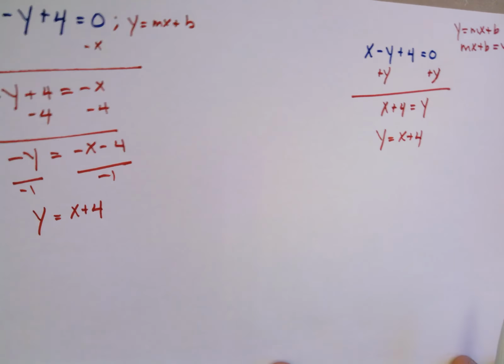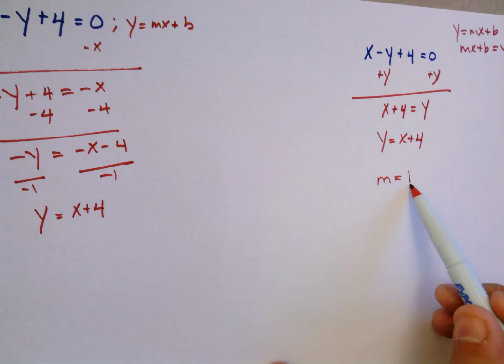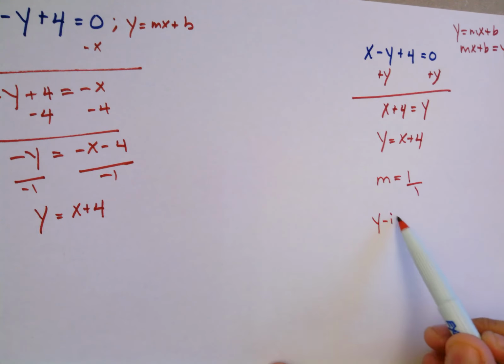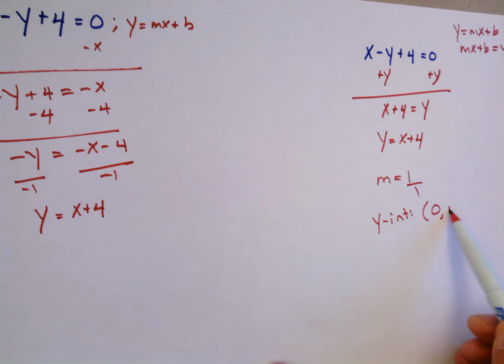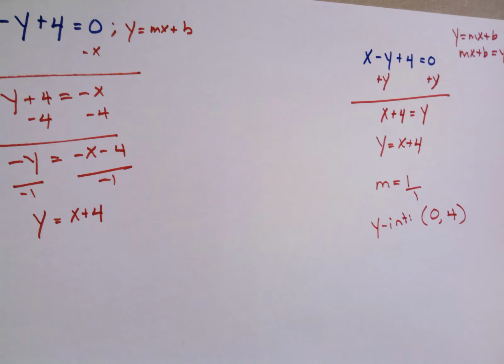And I can do the same thing where the slope is equal to 1 over 1 here, and the y-intercept is 0, 4, and I can graph it the same way as I did before.